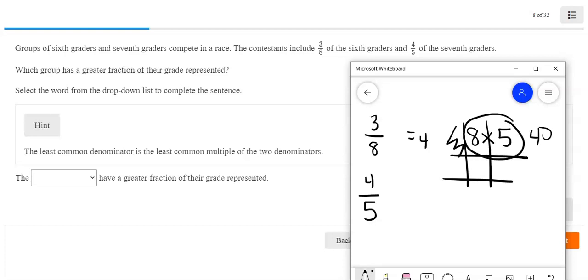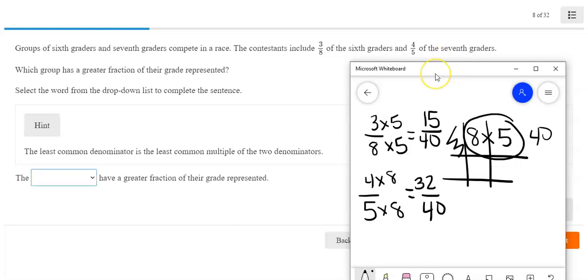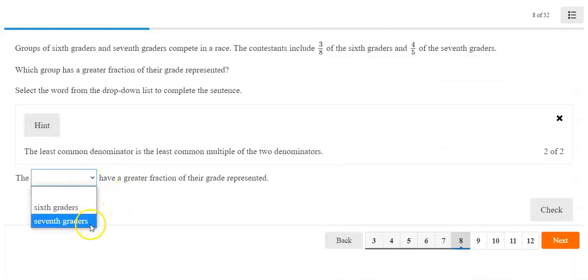So I need to get this to be 40. So 8 times 5 is 40. 3 times 5 is 15. 5 times 8 is 40. And 4 times 8 is 32. 15 is smaller than 32. So 4/5, which is the 7th graders. So the 7th graders have a greater fraction represented.